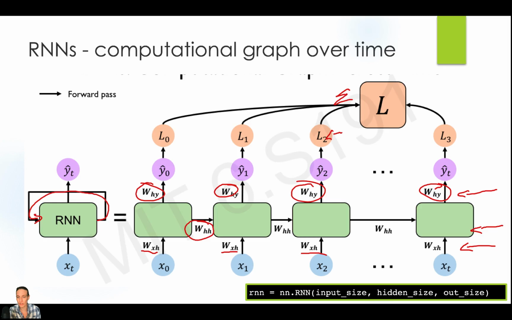In PyTorch, whenever we want to include a recurrent neural network layer, we can just use this RNN command when we're defining our network. Interesting here is that we also need to specify the hidden size.